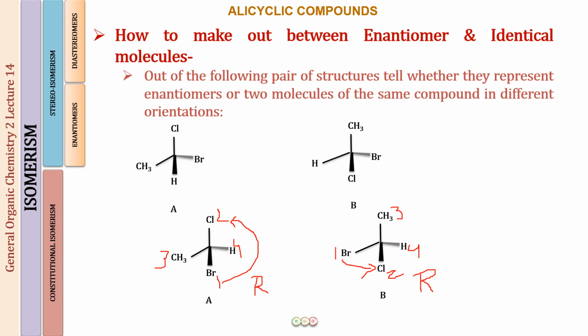Both of them were the same molecules as far as the structural formula was concerned, right? They have the similar group of atoms attached to the carbon and the same structural formula, so they were stereoisomers. We just wanted to find out whether they are enantiomers or identical molecules. Now what we see is that both of them have the same R configuration. When they have the same R configuration, they are going to be identical molecules. If one would have been R and the other S, we would have called them enantiomers.